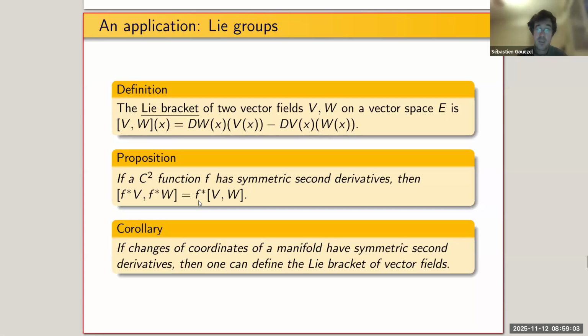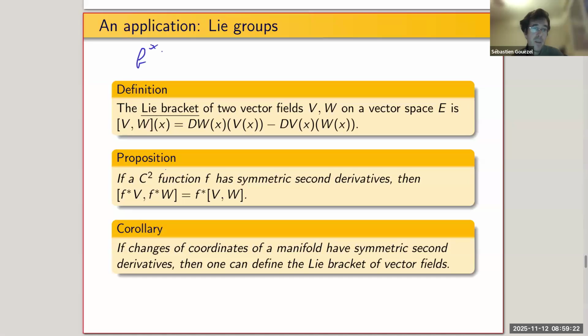Oh, yes, question. What is the pullback of a vector field under a C2 function? Okay, let's say that the derivative is invertible. The differential is invertible.